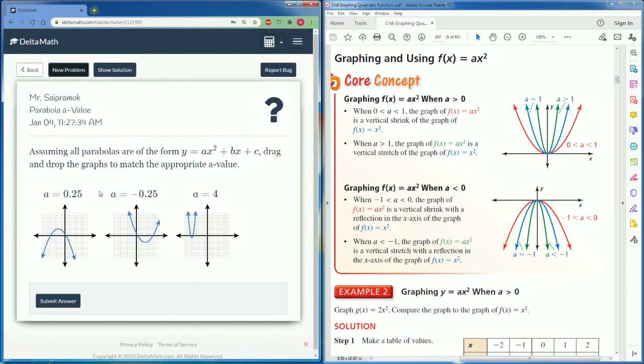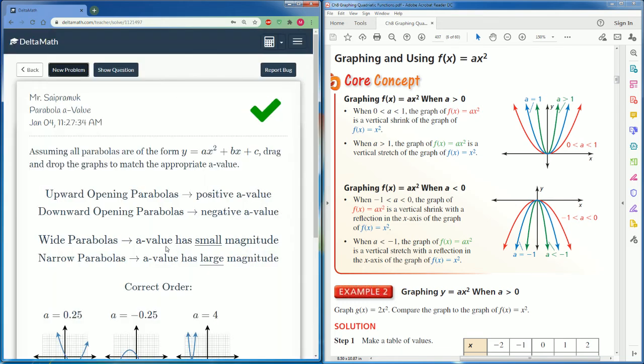All right, so let's take a look at this. We see that when it is negative, it points down. So the only one that points down is the negative. Now we want to look at these two positives. One is a fraction and one is a whole number. When it is a fraction, it gets wide, like that red. When a is in between 1 and 0, which is a fraction, that is when it gets wide. Do you see how wide that is? And when a is bigger than 1, which is in green, do you see how narrow that is? So that's also already matched up.